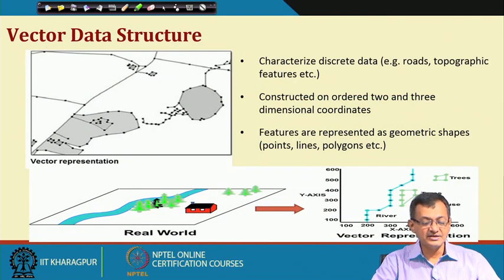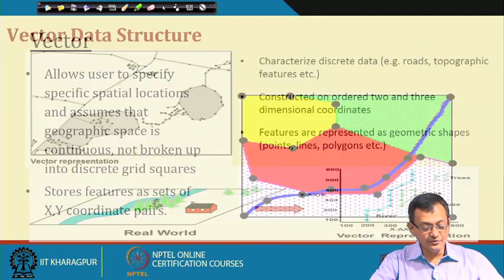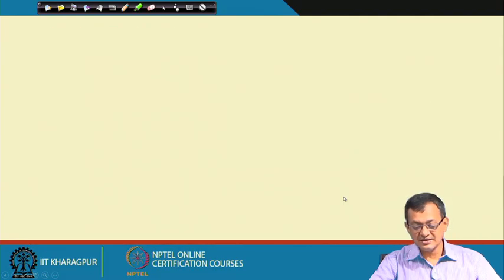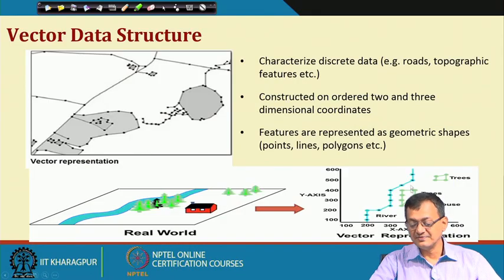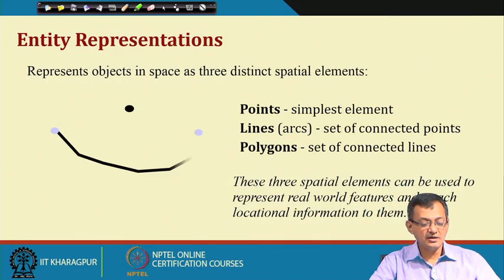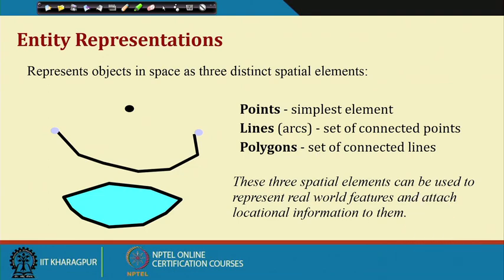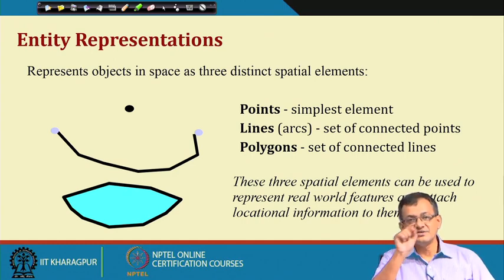So, these are two representations, like a vector data set, of the same data. If you just see how we represented the same data set here, if it is in vector, it is represented by this. So, as we are discussing, we represent objects by points, the simplest of the elements, lines or arcs or polylines, and polygons. These three elements can be used to represent real world features and attach location information. I say this line is an IIT street road, this point is an ATM, this polygon is a water body. So, attributes can be attached.